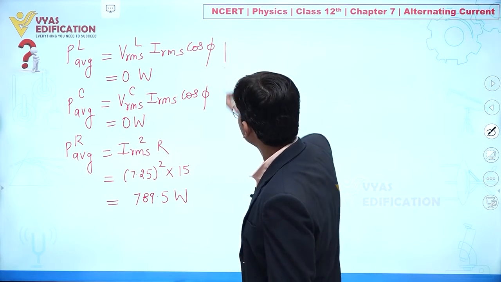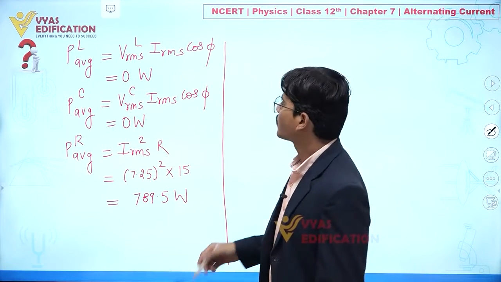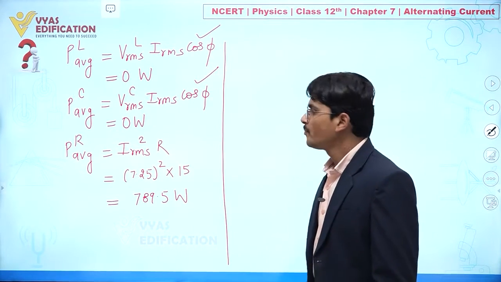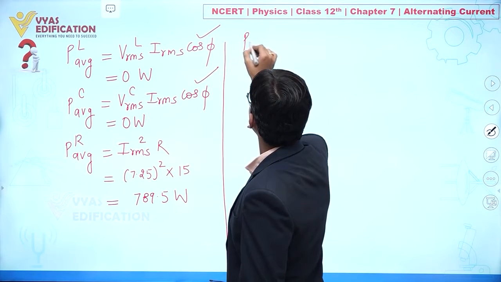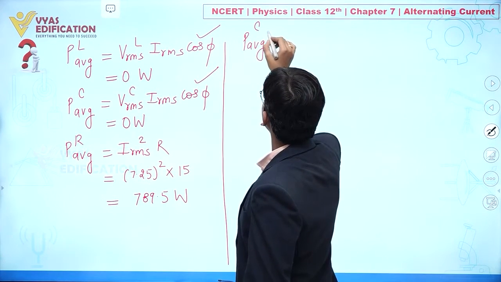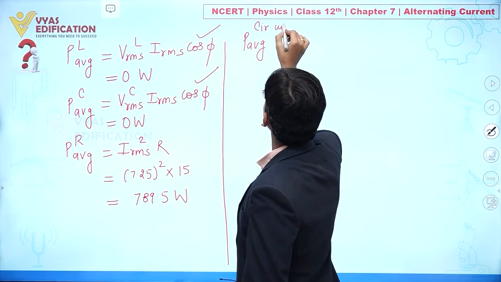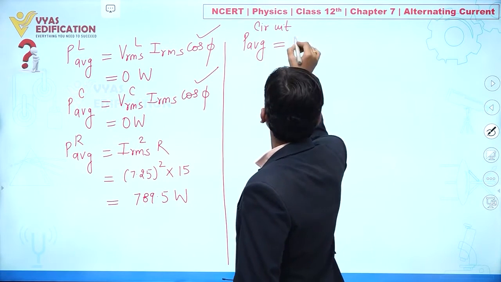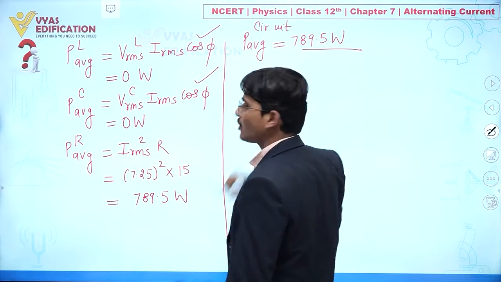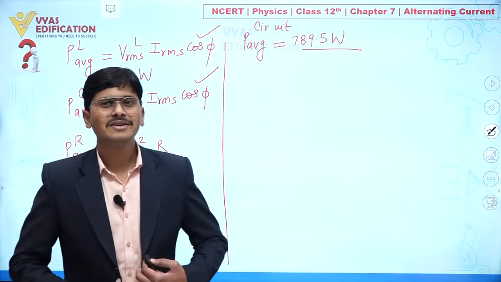Now if I talk about the average power of this circuit, definitely the average power corresponding to the inductor and capacitor is 0. So I can say the average power of this circuit is also given by 789.5 watt. Clear to everyone? So this is all about this question.